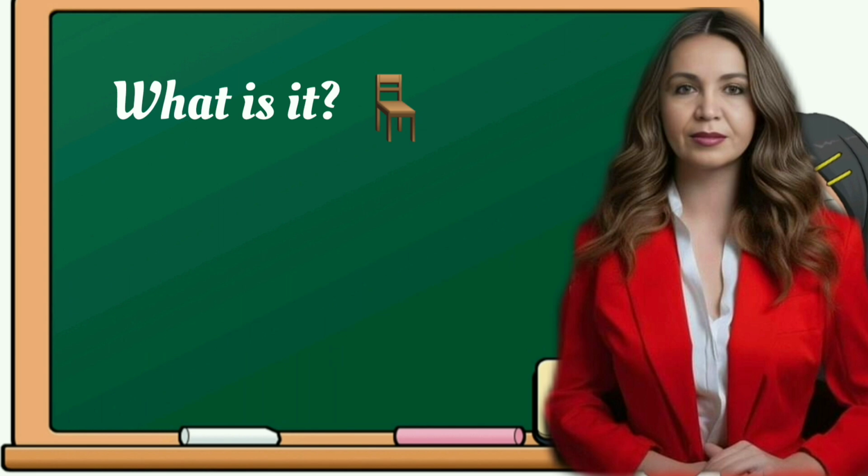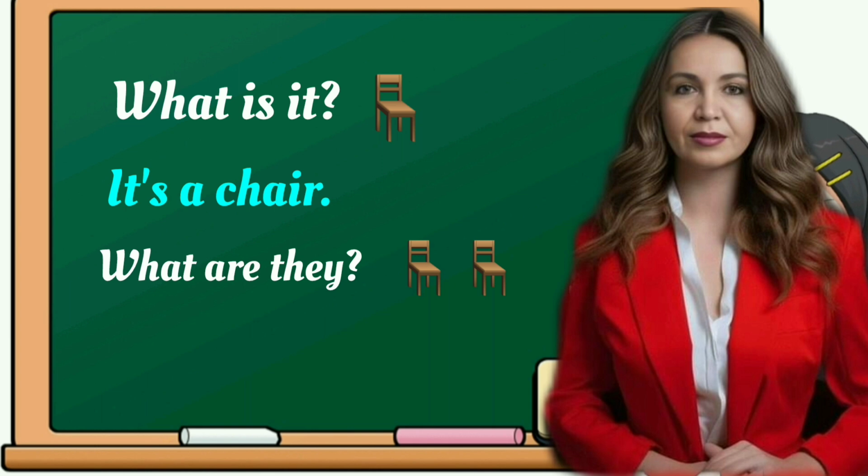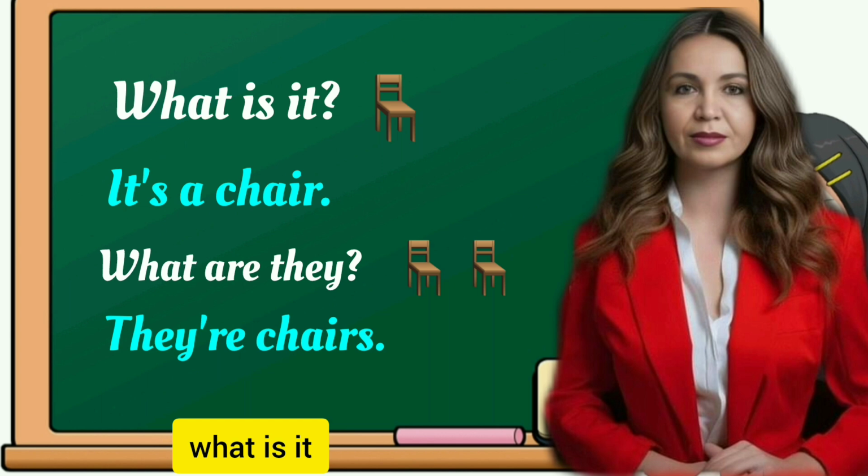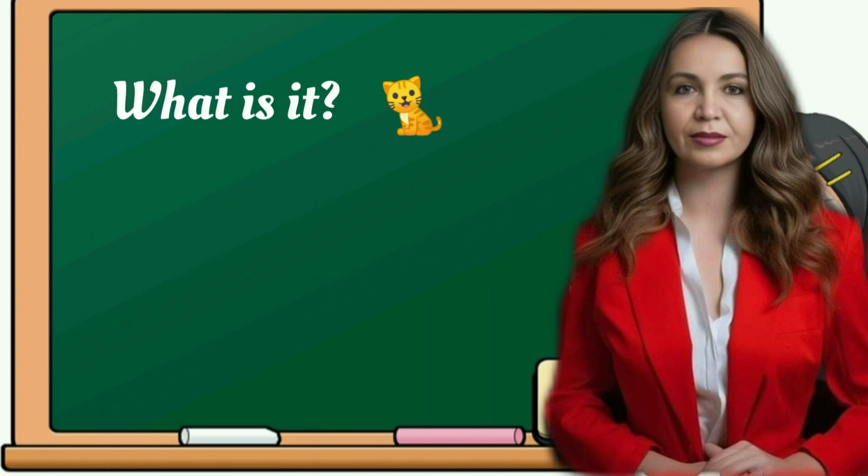What is it? It is one chair. So the answer will be it's a chair. What are they? They are more than one chair. The answer will be they are chairs.